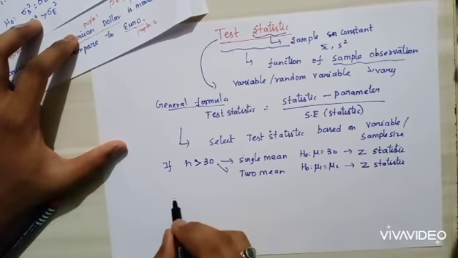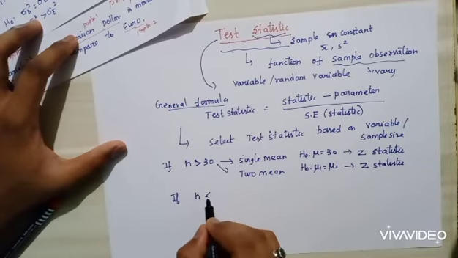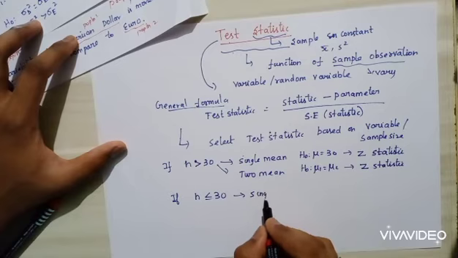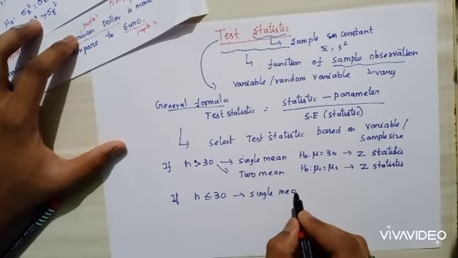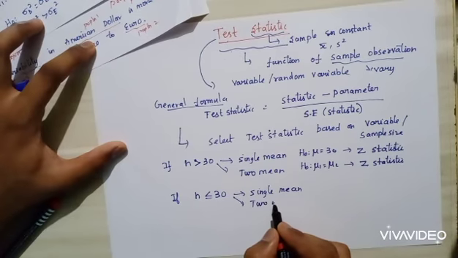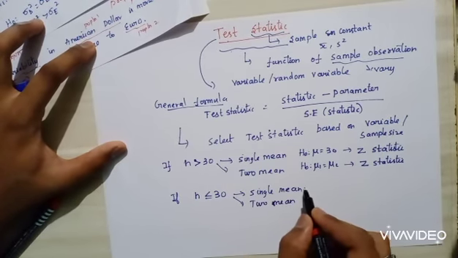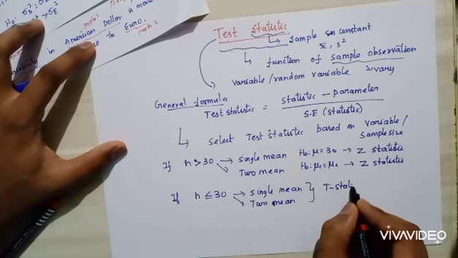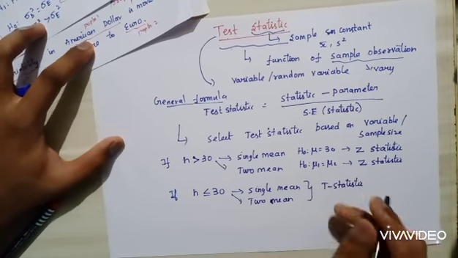And if the sample size is less than or equal to 30, for single mean or two means, we will go for T statistic.